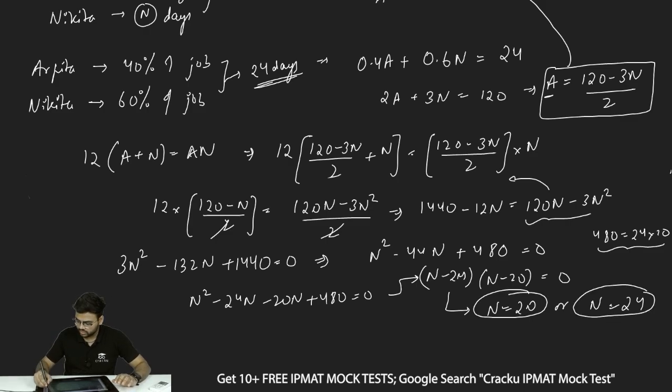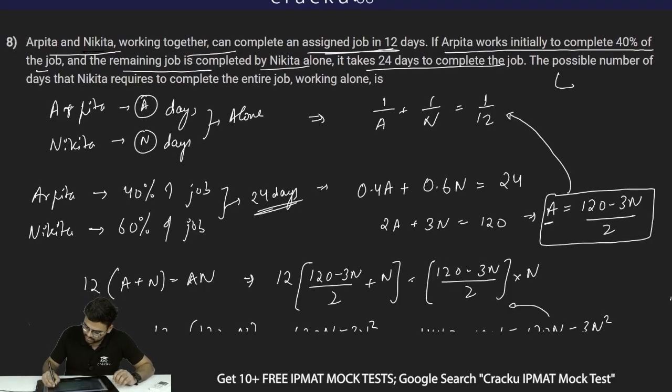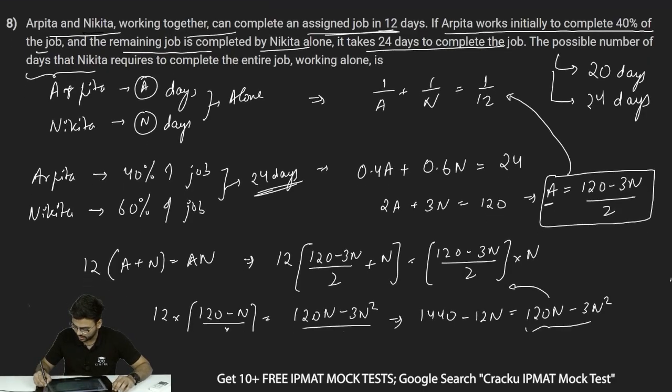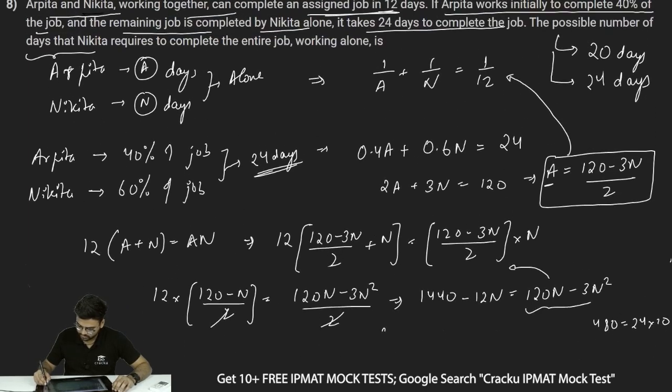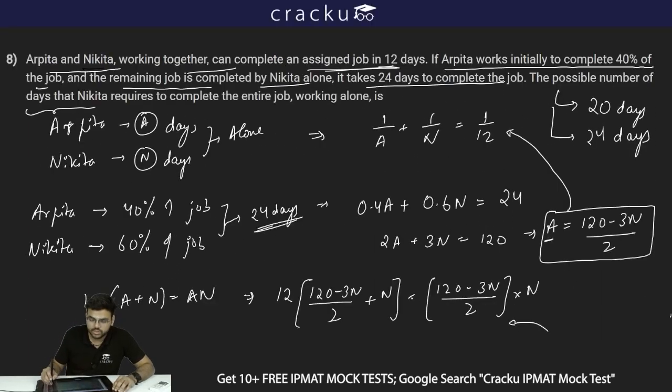The problem for this question required an integer value, but there were two possible answers. It was either 20 days or 24 days, because it is asking for the possible number of days that Nikita requires to complete the entire job working alone. So the N value is either 20 or 24. I think this question was a bonus for all the students, because there were two possible answers. The official answer provided was N is equal to 20, but after the issue was raised, it was given as a bonus because N can be either 20 or 24. So the answer can be either 20 days or 24 days.